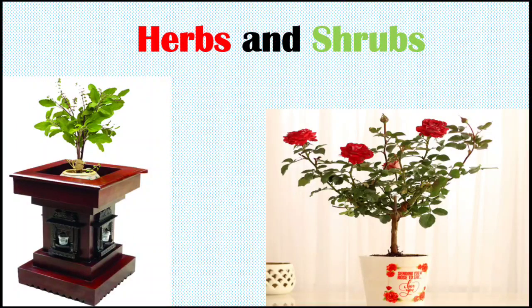Herbs and shrubs. Herbs are small plants. These plants have very weak stems. Shrubs. Shrubs are also small plants. They are smaller than the trees. They have a number of branches. The branches are thin and hard. The examples of herbs and shrubs are tulsi plant and rose plant.